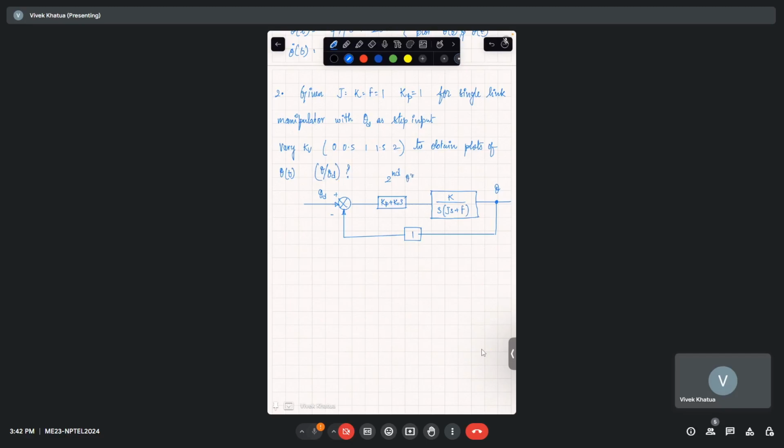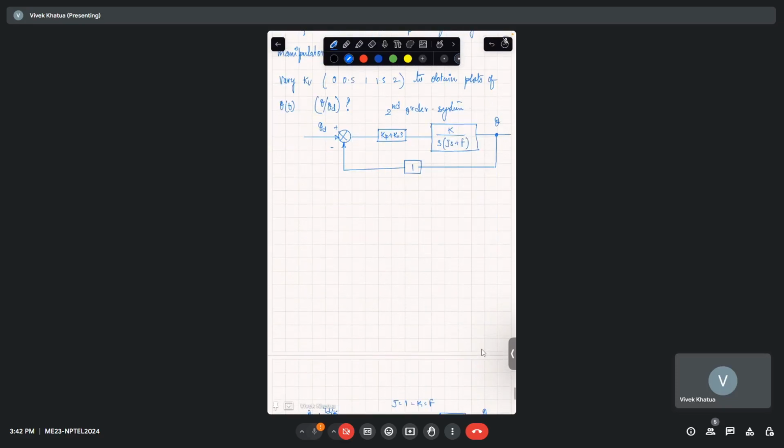So this is a second order system, right? So you know how this has come. So I'm just leaving it there. So how do you make such a diagram out of this? You look at it this way: what is going out here is equal to what is going out here times these things.